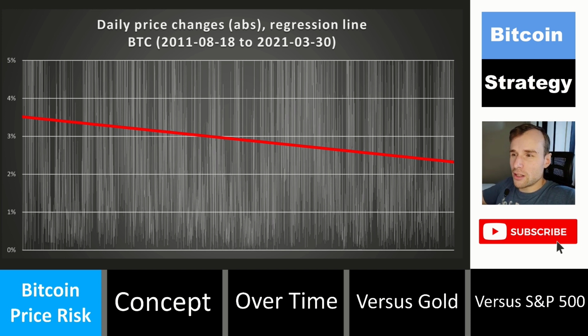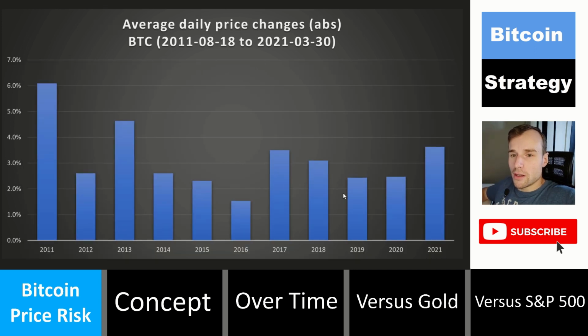So what I did then afterwards is cluster this into the different years. So what was the average price movement for a given year in Bitcoin? And here we go. At 2011, we had on average 6% of price movement. In this year so far, we have around 3.5%. And in general, again, with a regression line, we can see a decreasing trend from 4% to something around 2.5%.